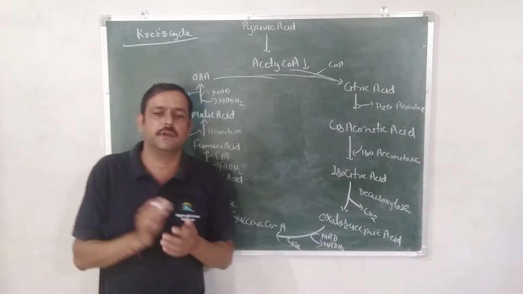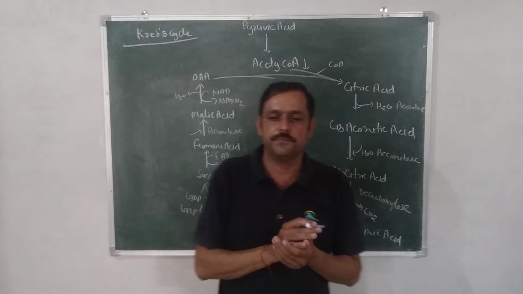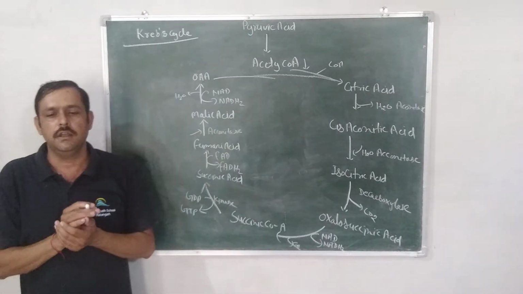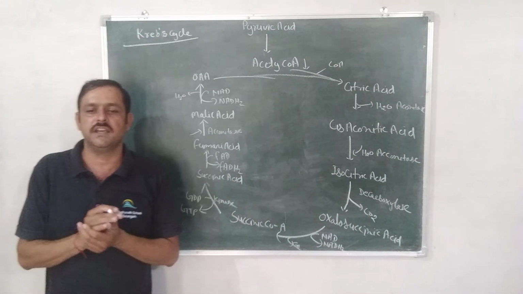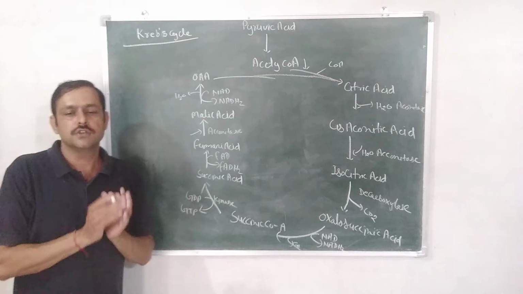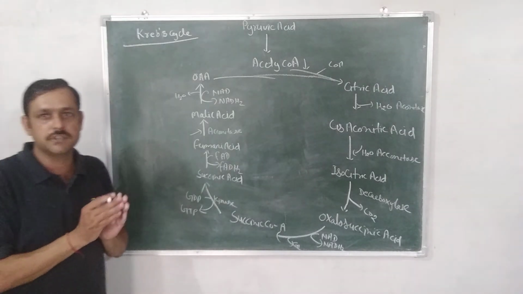At the beginning of the Krebs cycle, 2-carbon acetyl coenzyme A transfers both the carbon atoms, the acetyl group, to oxaloacetic acid to form 6-carbon containing citric acid. So it is called the citric acid cycle or tricarboxylic cycle.